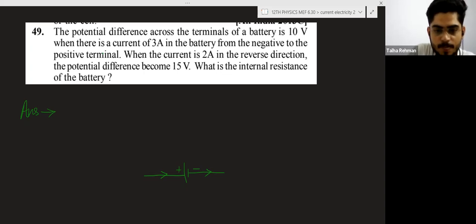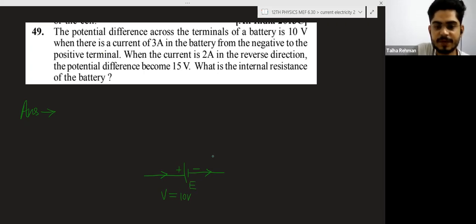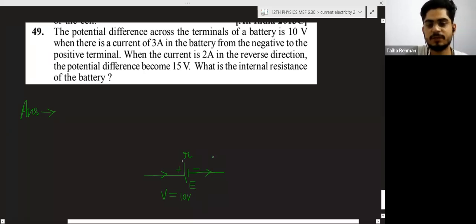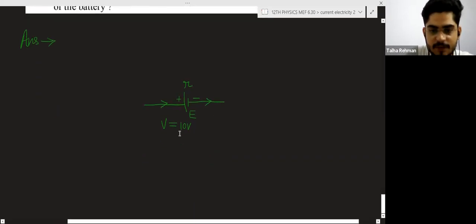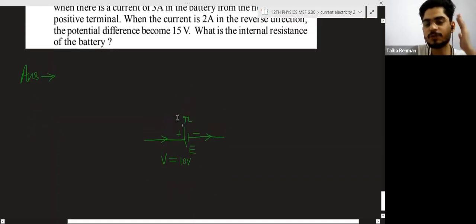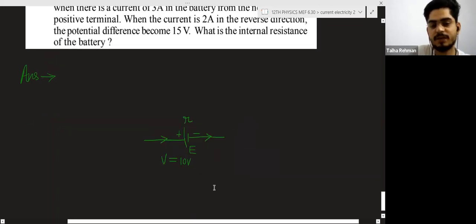When the current is flowing from positive to negative terminal, the potential difference is 10 volt, and there will be some EMF of this battery, and there is some internal resistance also of this battery. We already know that the battery has internal resistance also, but we have been given the potential difference of 10 volt. So is this the condition of charging or discharging? This is the condition of discharging of a battery.